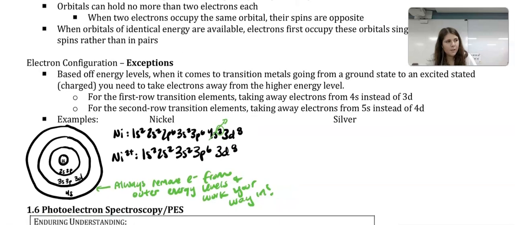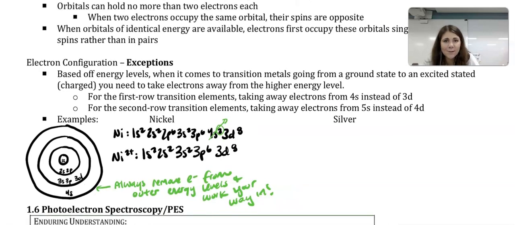All right, I have this example with silver. I will tell you silver is actually a fixed charge; we'll be working with silver +1. So why don't you write the neutral silver electron configuration and then do what silver +1 would look like.